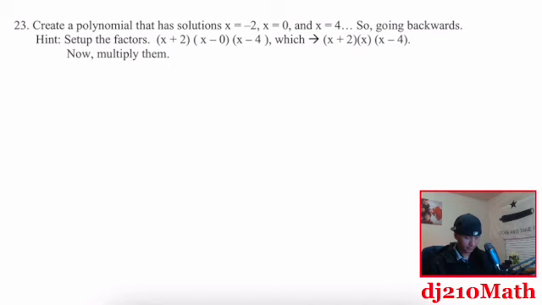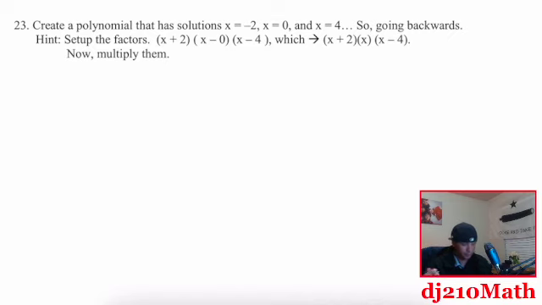23. Create a polynomial that has solutions x equals negative 2, x equals 0, or x equals 4. So going backwards. Yes, going backwards. We start with the roots, right, the solutions to the problem, where it crosses the x-axis. And we got to work our way backwards to an equation. So, I mean, the hints are all here.